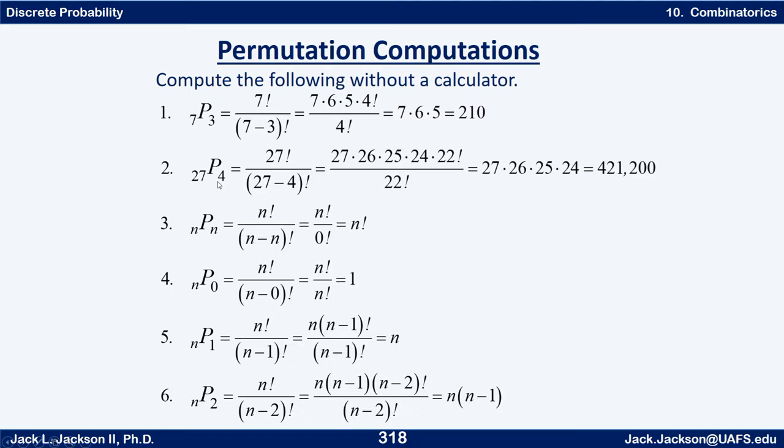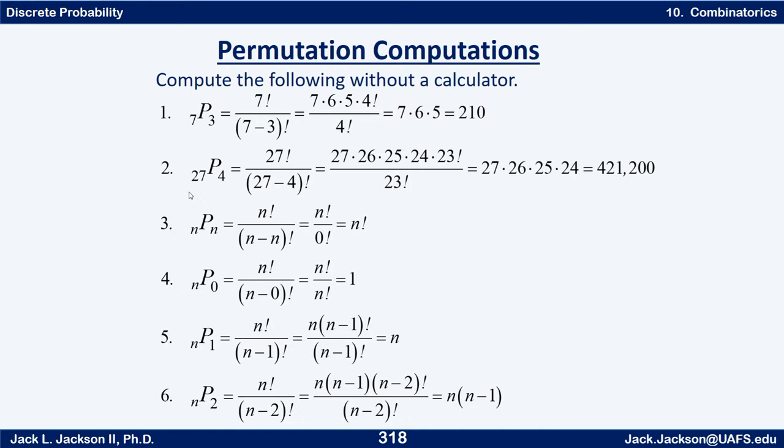Similarly, we can do 27 permute 4. You can do it two ways again. You can think of it as 27 factorial over 27 minus 4 factorial. 27 minus 4 is 23 factorial. It's a typo. Let me fix that. Okay, that's better. Now it's a 23, but the rest of it was right already. So the 23 factorials cancel, and you're left with 27 times 26 times 25 times 24. If you like the factorial version of the definition, you'd have to do it that way.